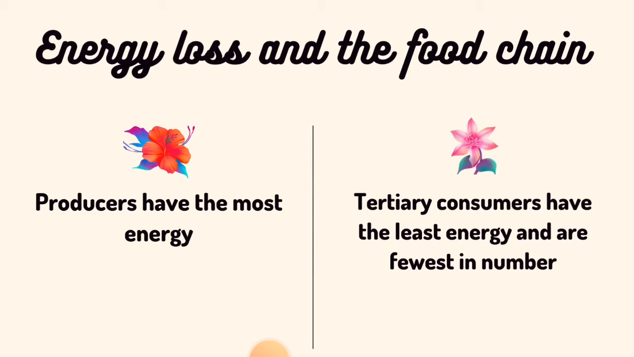They have the most energy because they make the food by themselves, right? While tertiary consumers have the least energy, and they are the fewest in numbers. The tertiary consumers consume the producers, they consume the primary consumers, they consume the secondary consumers, just like that. And they collect their energy, but theirs is also the least, and they're the fewest in number.